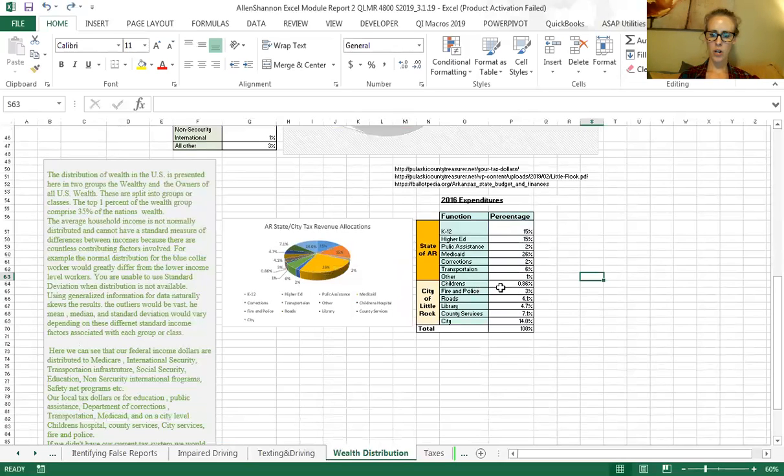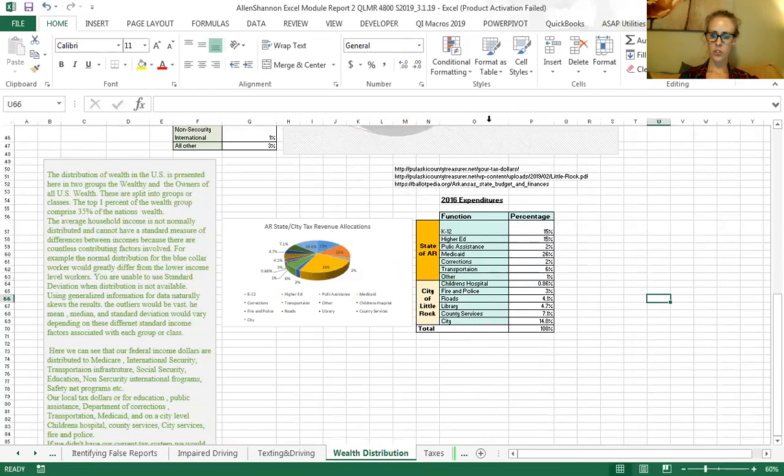So here, 0.86% goes to children's, I should have put hospital, children's hospital. So that was encouraging. I mean, yeah, it's a great hospital. Nothing but good about that place. Fire and police get 3% of our tax dollars, or the tax revenue that we pay into the state and city. Roads get 4.1, library, county services, city.